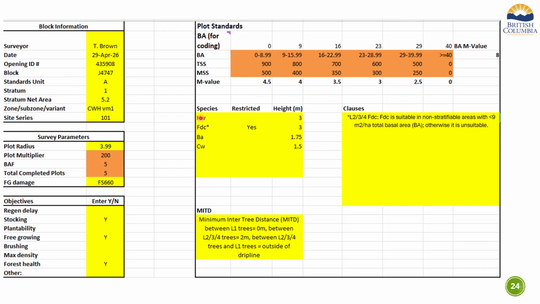Then in this section, I enter in the ecologically suitable species. So this is a VM1 101, so previously 01 site series. And we have hemlock, fir, balsam, and cedar. And fir does have a restriction, so I mark yes right here. And then you enter any of those restrictions under this clause section. So for the understory fir, it's only ecologically suitable in non-stratifiable areas less than 9 meters squared per hectare total basal area. Otherwise, it's unsuitable. And then last up, I enter in MITD right here, and I'll explain that on the next slide.